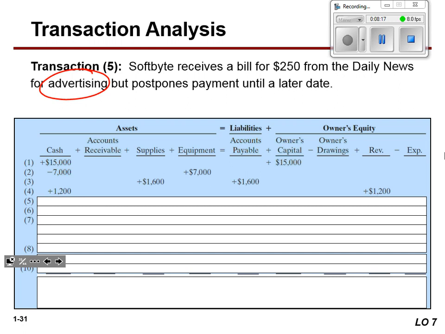So the question is, did we pay cash to run an ad in the newspaper? So do we owe them or do they owe us? We owe them. Okay, and I don't see the word account here, but we received a bill, which is the same as owing for $250.